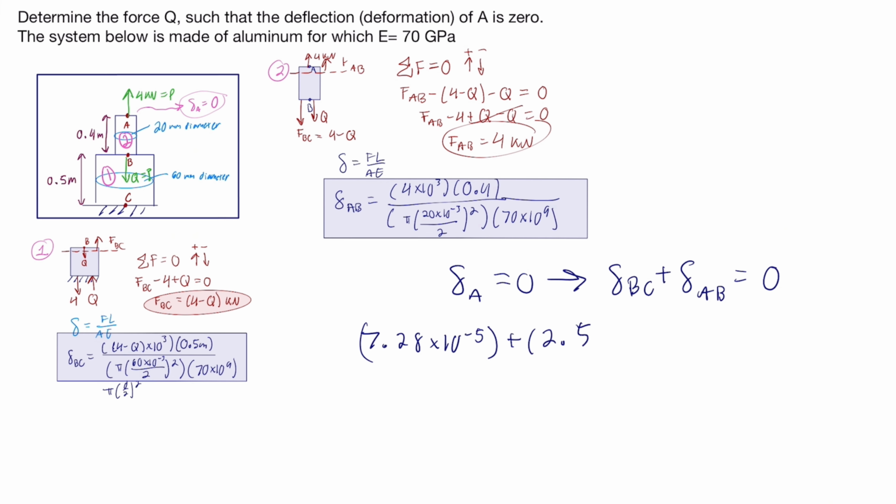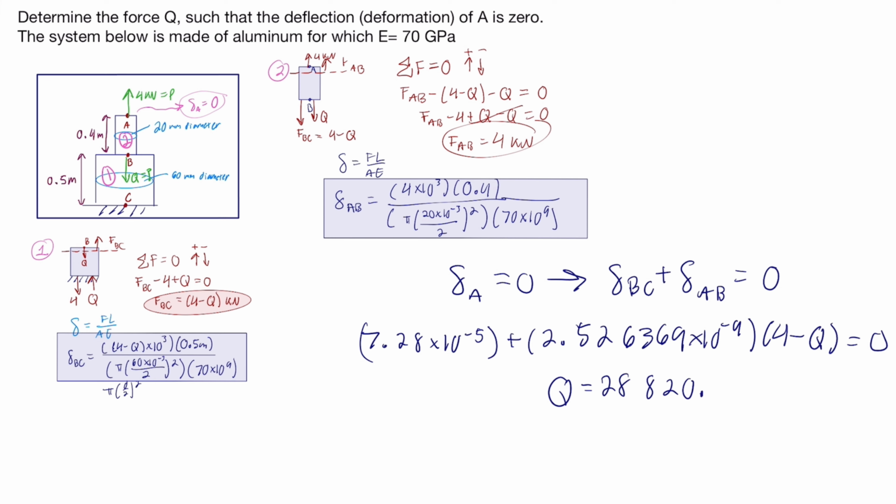plus 2.526369 times 10 to the negative 9 times 4 minus Q is equal to 0. And if you solve for Q, you get 28,820.1 newtons. So that is the force Q that will allow there to be a deformation of 0 for this system.